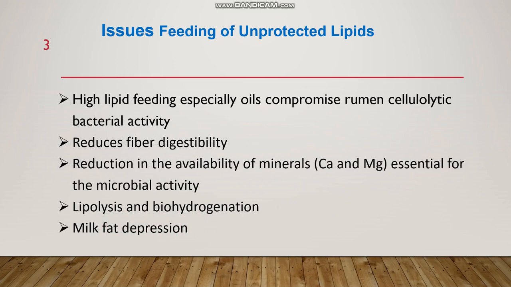Issues of feeding unprotected lipids. High lipid feeding, especially oil, compromises the rumen cellulolytic bacterial activity. They reduce the fiber digestibility, reduce the availability of minerals, especially calcium and magnesium that are essential for microbial activity. They undergo the process of lipolysis and biohydrogenation in the rumen and cause milk fat depression.